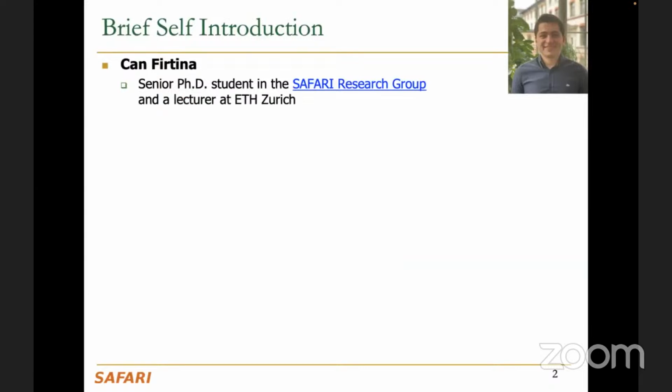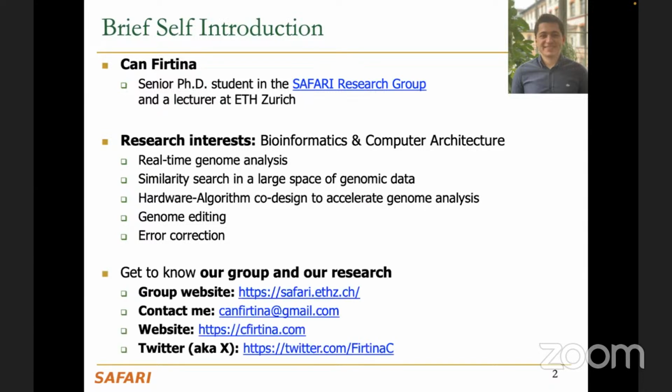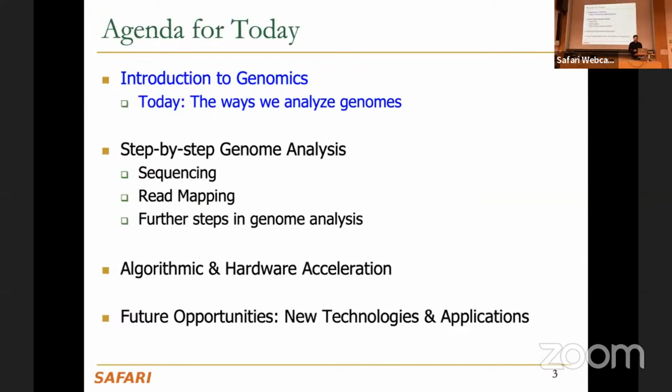First, I want to introduce myself. I am Can. I am a senior PhD student in the Safari Research Group and a lecturer at ETH Zurich. My research interests lie in the intersection between bioinformatics and computer architecture. Specifically, I'm interested in designing algorithms and architectures to enable real-time analysis for genomic data and also designing algorithms for genome editing and error correction and so on. You can get to know us and our research, our group, using these websites, and contact me using these links over there. These slides are already available on the course page.